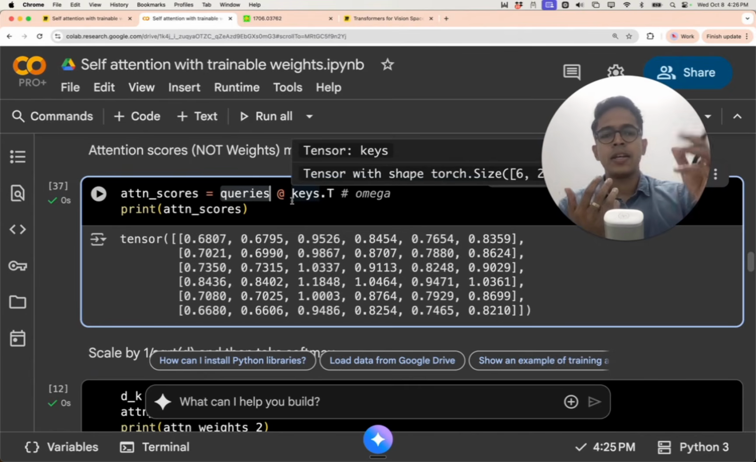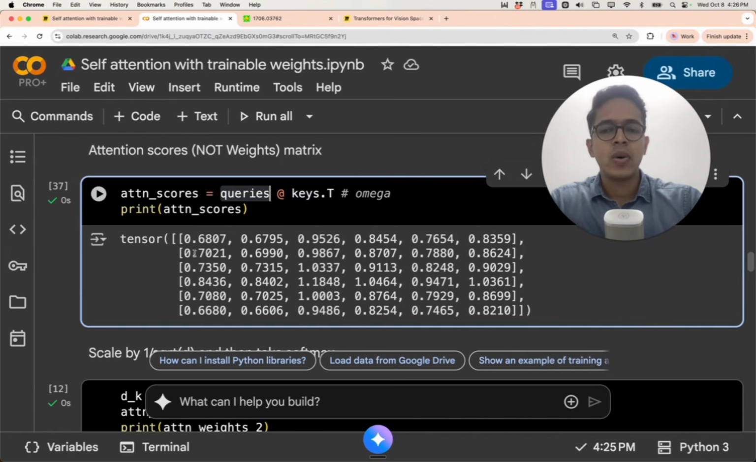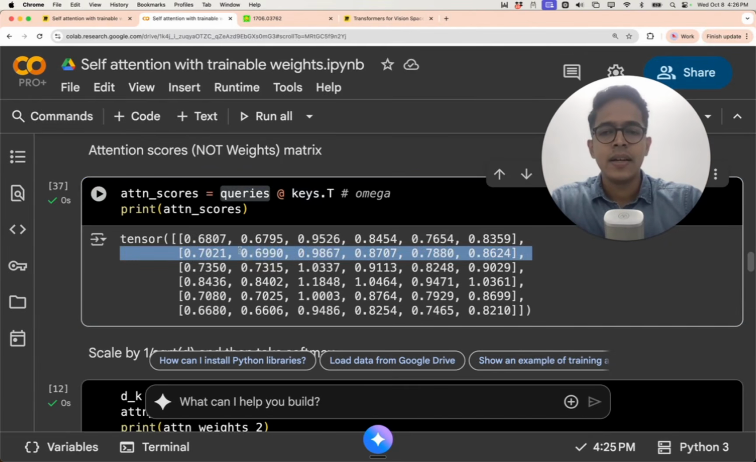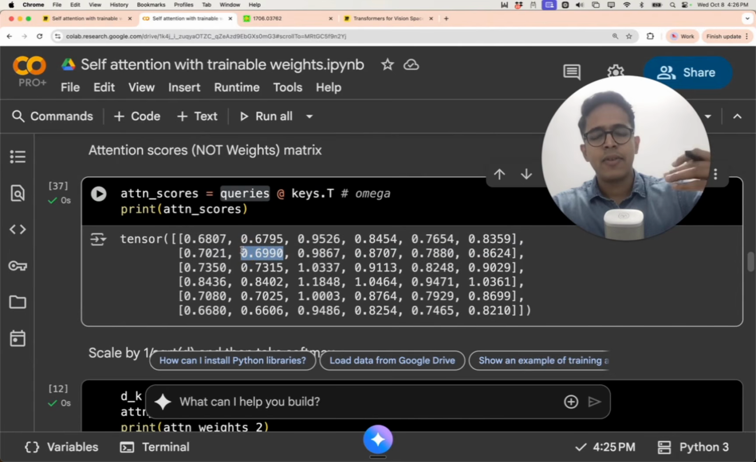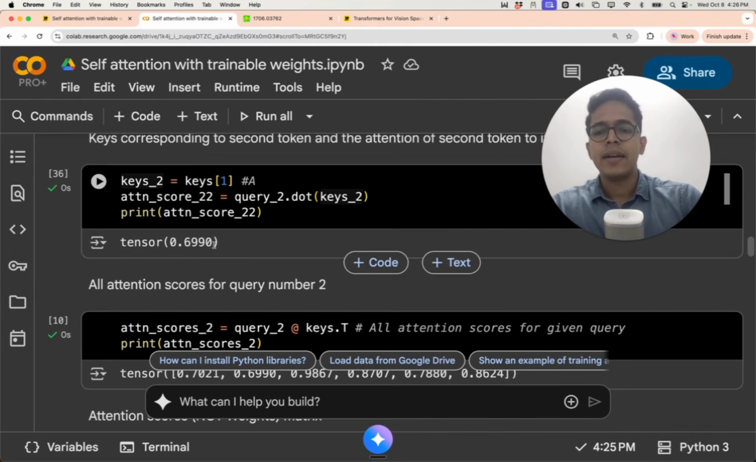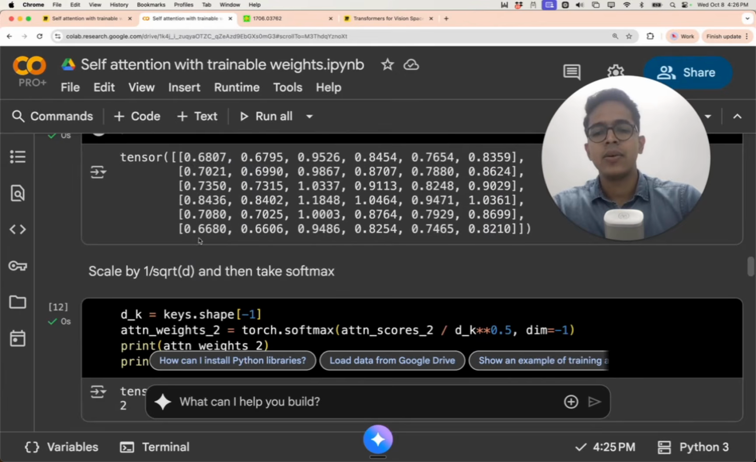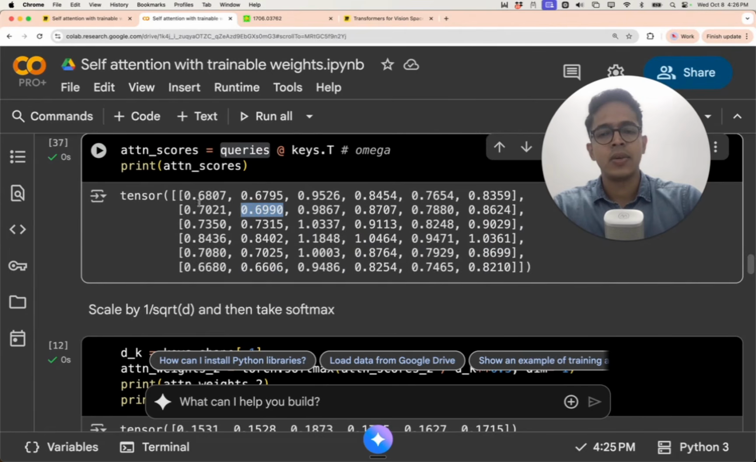When you transpose it, it will become 2 by 6. So queries multiplied by key transpose will be 6 by 6. And let's just check the second row and second column, which will be this item. See, this is the attention that big as a query pays to itself, right? And we calculated it here. This was 0.6990. And here indeed, you can see that it's 0.6990.